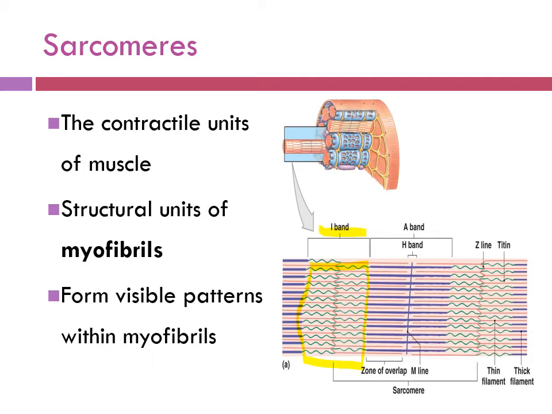And in the center of the I band here is the Z line. It's shown over here. The Z line is where the actin comes together with the actin of the next sarcomere. So a sarcomere runs from Z line to Z line. And the Z lines are in the center of the I bands.